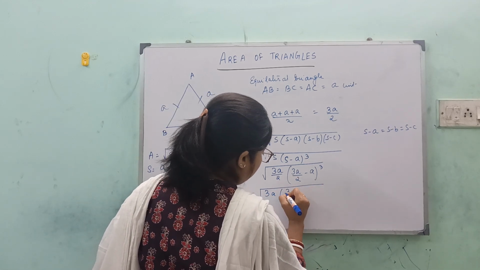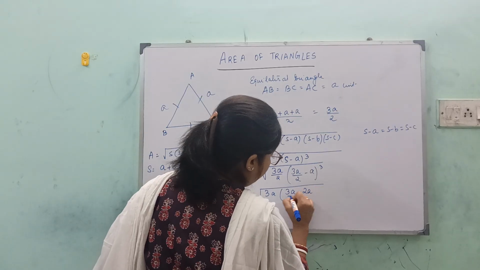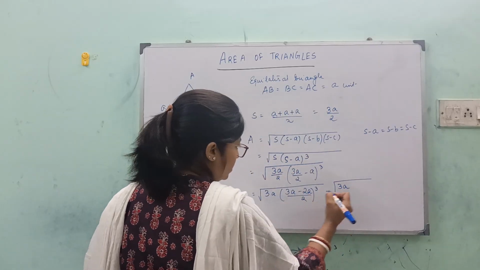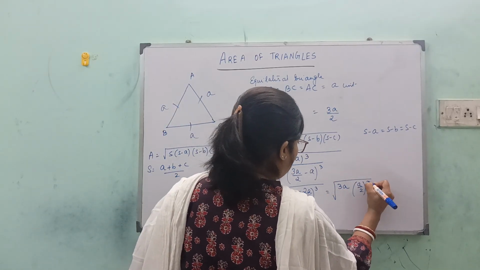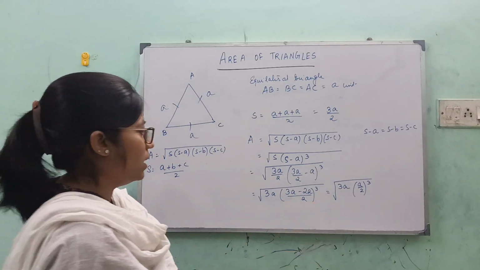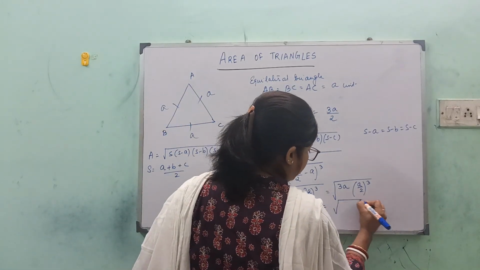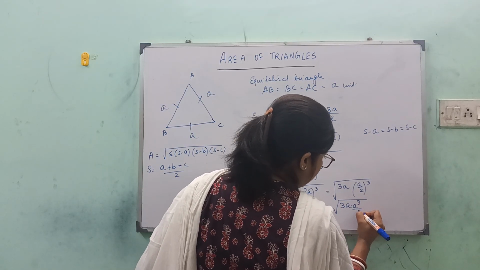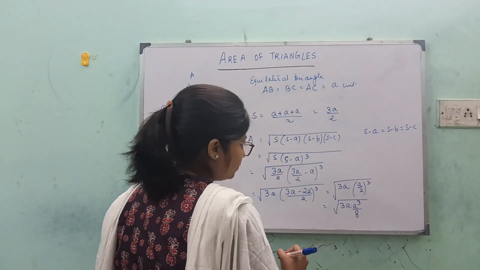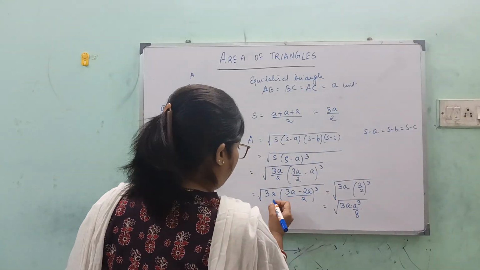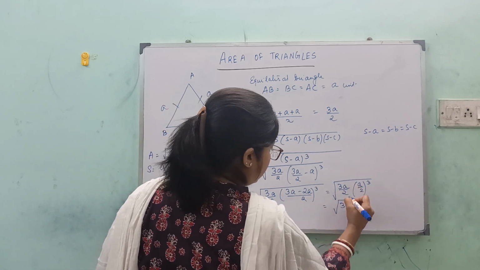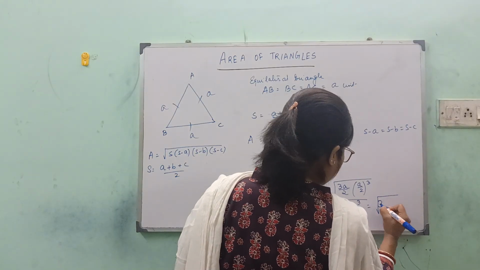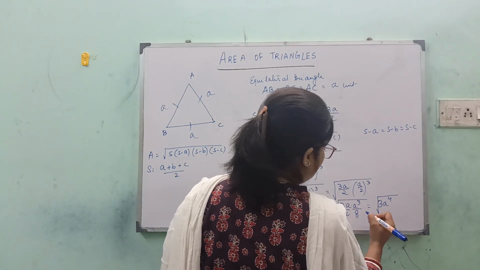That is 3A by 2 into 3A minus 2A by 2, taking the LCM, whole cube. 3A minus 2A is A, so A by 2 whole cube. So now this becomes the square root of 3A, and A cube by 2 cube is 8. Now we already had a 2 here, 3A by 2. Alright, so this becomes 3 square root of A to the power 4 by 2 into 8, which is 16.